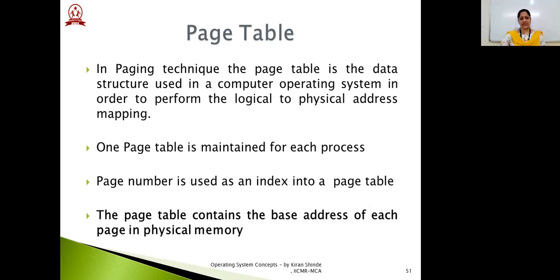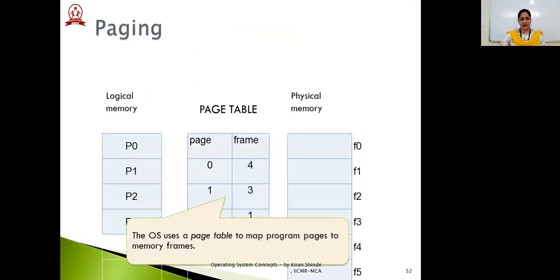Page number is used as an index into a page table. The page table also contains the base address of every page in the physical memory. Now let us try to understand all these points with an example. Let us have a look.